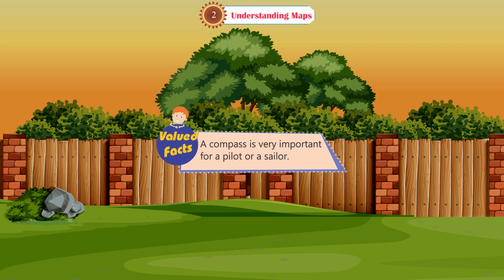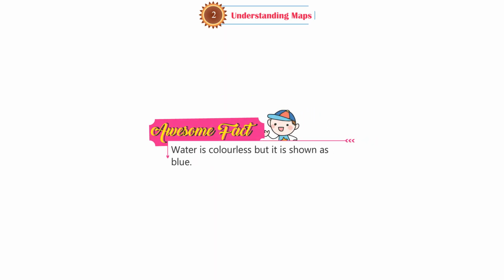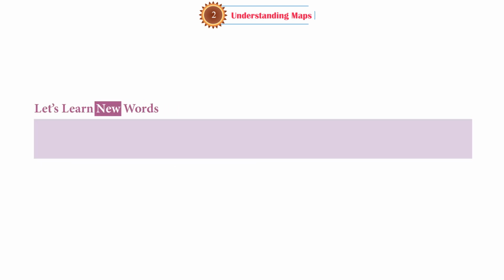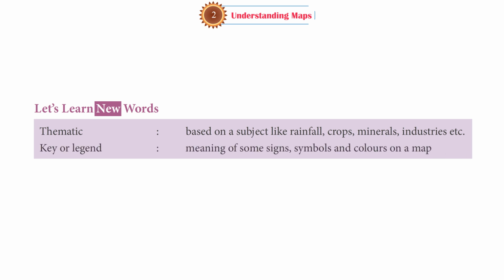Valued facts. A compass is very important for a pilot or a sailor. Awesome fact. Water is colorless, but it is shown as blue. Let's learn new words. Thematic: based on a subject like rainfall, crops, minerals, industries, etc. Key or legend: meaning of some signs, symbols, and colors on a map.